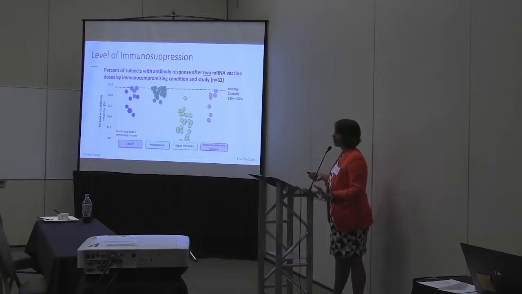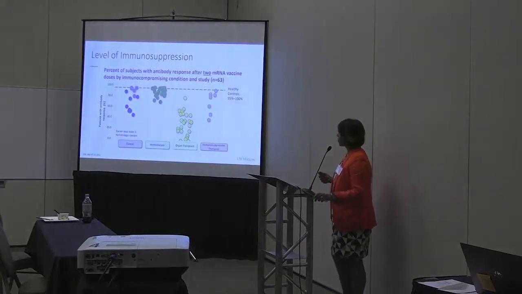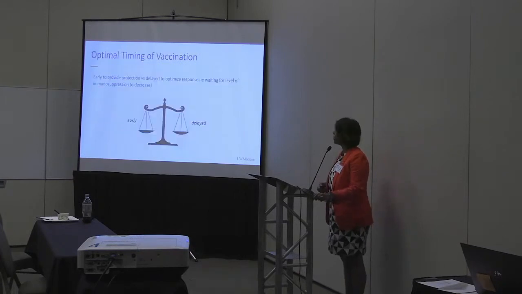And this led to some changes in the recommendations about what we consider the primary series in someone who's immunosuppressed. 2 doses aren't sufficient in that organ transplant group, so the highly immunosuppressed patients should get 3 doses as their primary series. And then for immunosuppressive therapies, it really depends, it's a variable group.